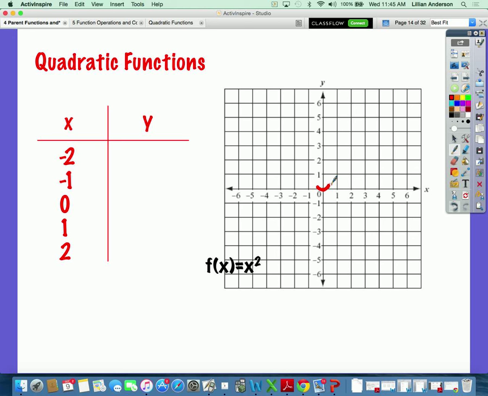Absolute minimum. Remember extrema that we talked about in this class? When I plug in 1, what do I get? When I plug in 2, and when I plug in 3, what would it be? 9. So it keeps going up. If I plug in -1, what do I get? And -2, 4, and -3 equals 9. So it's just going to continue to go up and up.